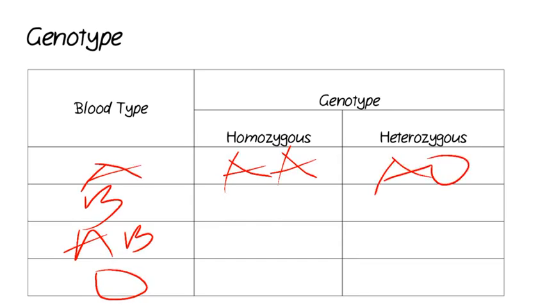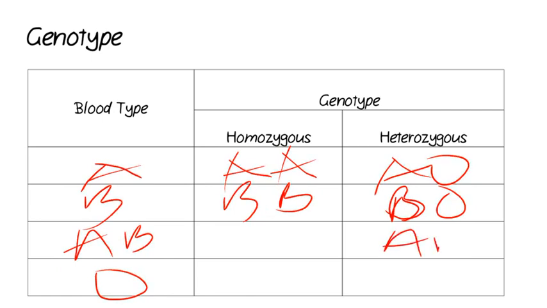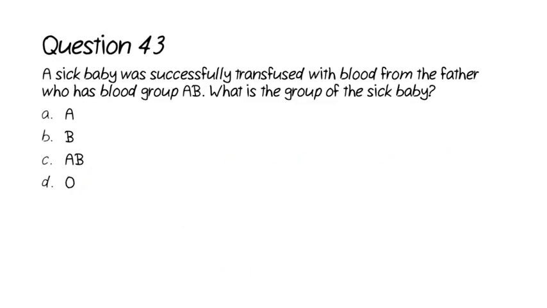Similarly, B will be BB and BO. However, AB is basically heterozygous and there is no homozygote. And O blood type is basically homozygous and there is no heterozygote. You can copy this table in your notebook and practice.